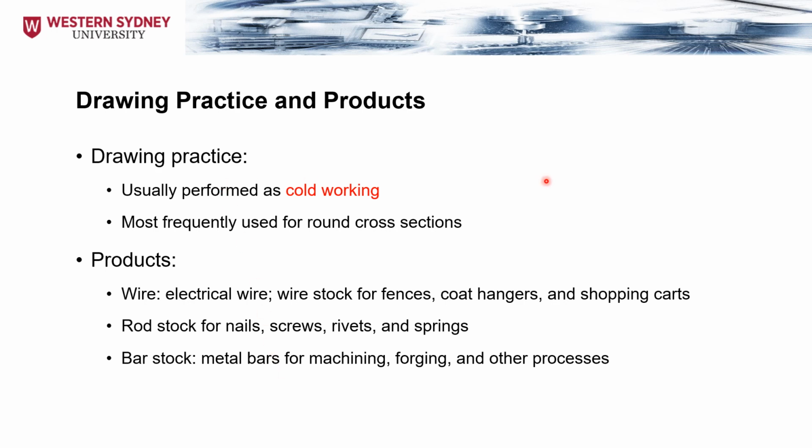The drawing practice is usually performed as cold working, most frequently used for round cross sections. The products we are going to get from the drawing practice are the wire for critical wires, torque wire for the fences, the coat hangers, and the shopping carts. The rod stock for the nails, the screws, the rivets, and the springs. The bar stock for the metal bars for machining, forging, and other processes.